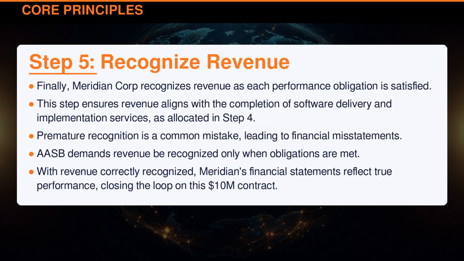Finally, Meridian Corporation recognizes revenue as each performance obligation is satisfied. This step ensures revenue aligns with the completion of software delivery and implementation services, as allocated in Step 4. Premature recognition is a common mistake, leading to financial misstatements. AASB demands revenue be recognized only when obligations are met. With revenue correctly recognized, Meridian's financial statements reflect true performance, closing the loop on this $10 million contract.